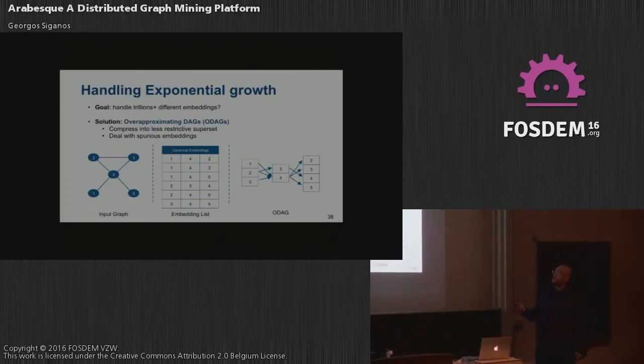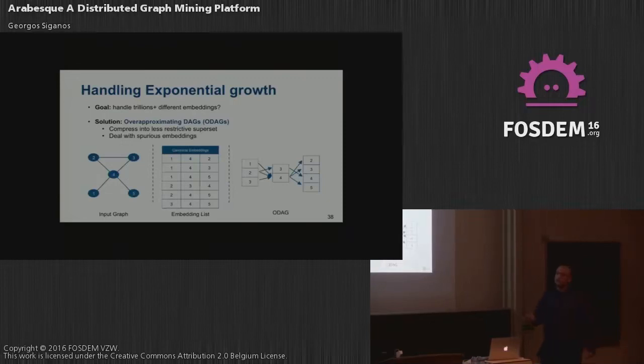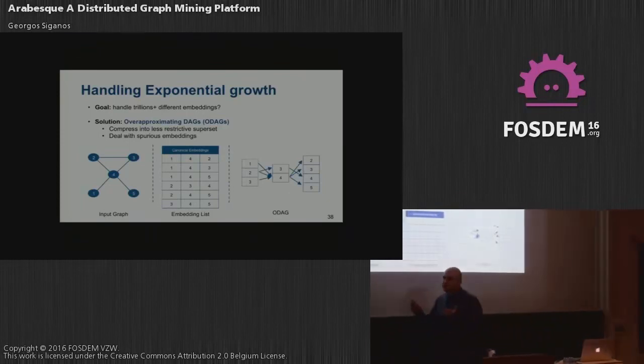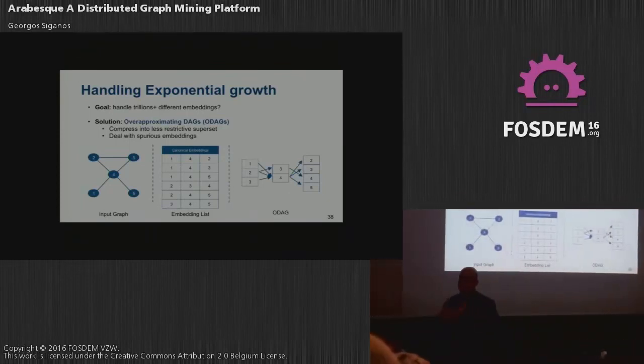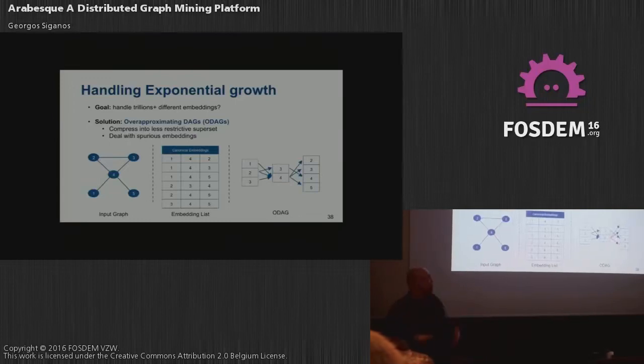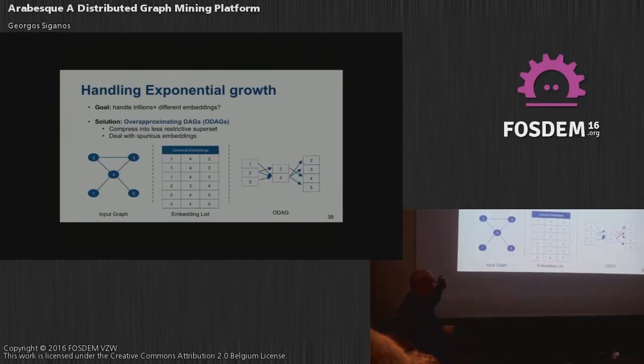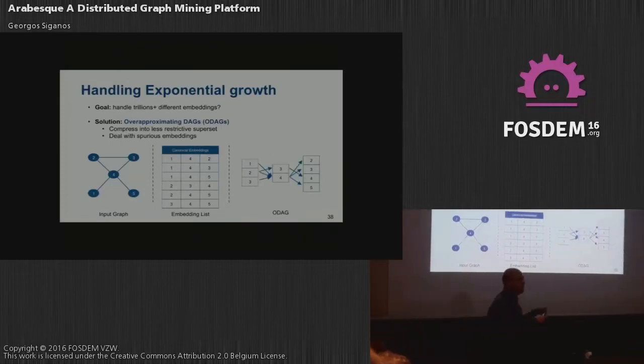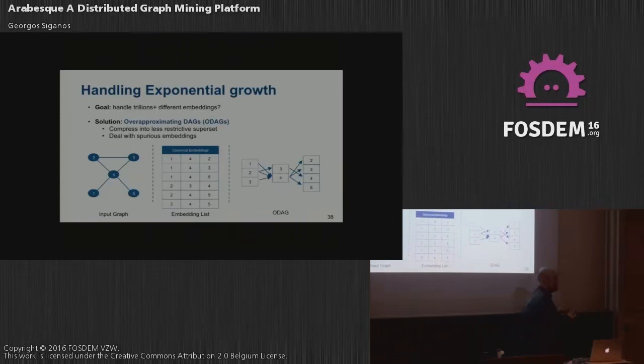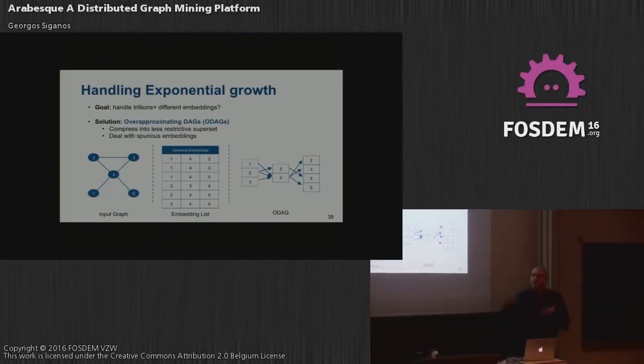How can you handle trillions plus of different embeddings? You can use things like compression or prefix trees in order to compress them, but this still is not enough. We have to do something to decrease even more the amount of memory we're using. And for this, we introduce over-approximating tags, which basically compress the embeddings into a less restrictive superset. What does this mean? This means that when you are reading from this data structure, you're going to read embeddings that don't exist in the initial input, and you have to do something in order to remove them.